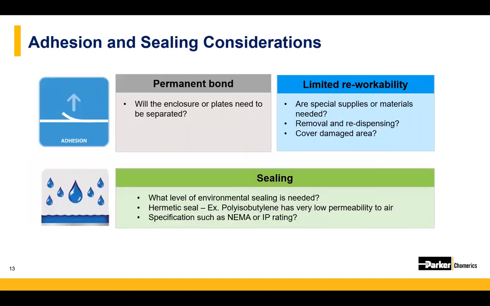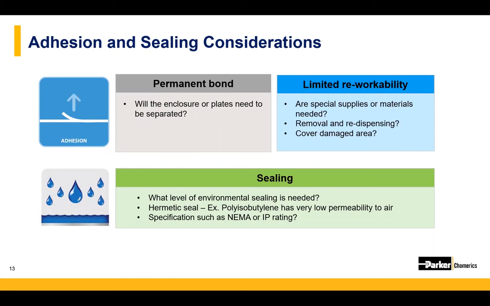When you're thinking about the lifetime of the assembly and dealing with the compounds, you should also think about how strong of a bond you're going to need. When using adhesives, you will typically get a permanent bond that's going to need a crowbar or a pickaxe or a jackhammer to get the plates or the enclosure apart. Using a sealant will allow you to soften it with a solvent and potentially get the housing apart with a little bit of work.